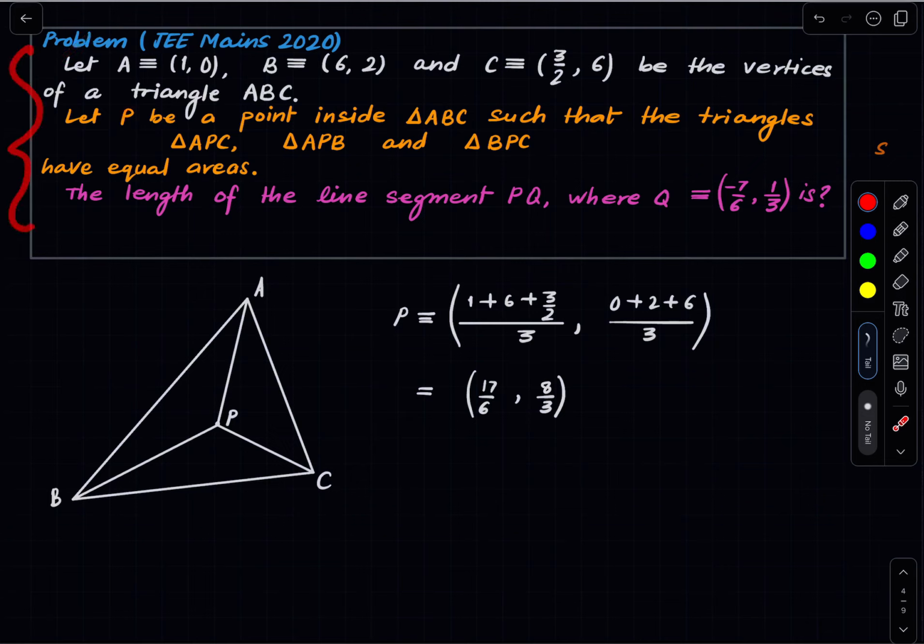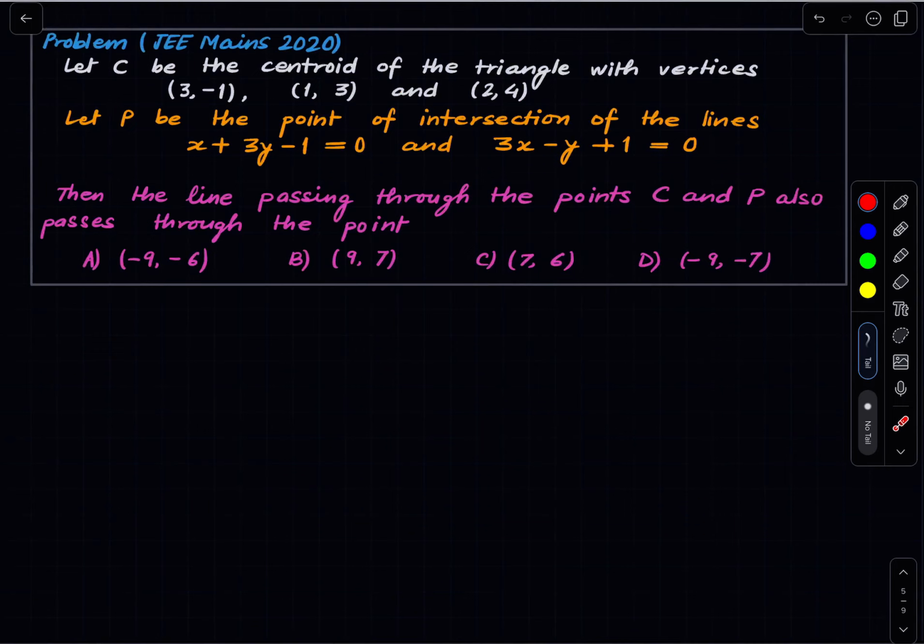So this problem is actually a good problem compared to the rest. Okay. So now we have a triangle whose coordinates are these 3 points, and C is the centroid of the triangle, and P is the point of intersection of these two lines. This is some data that is given to us.